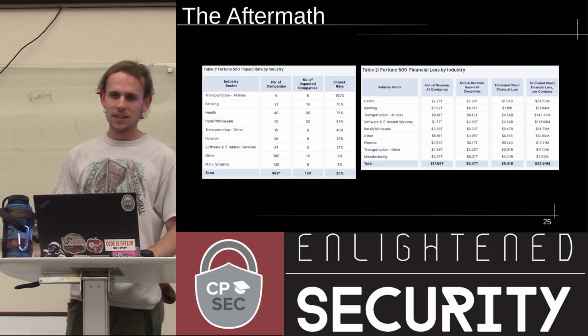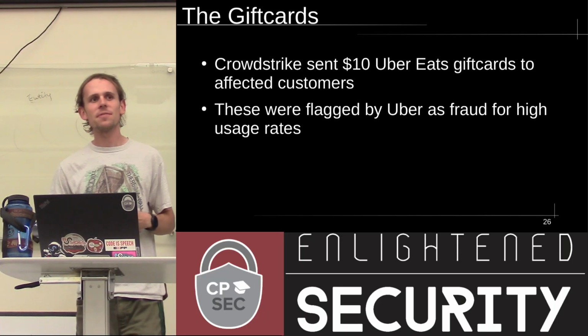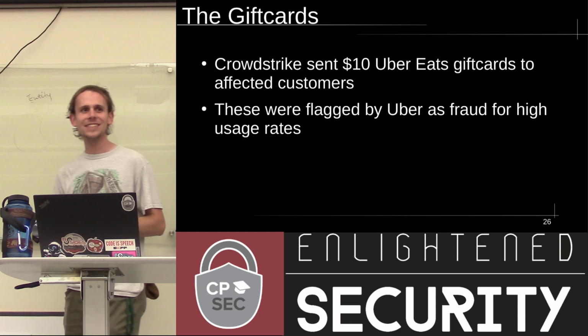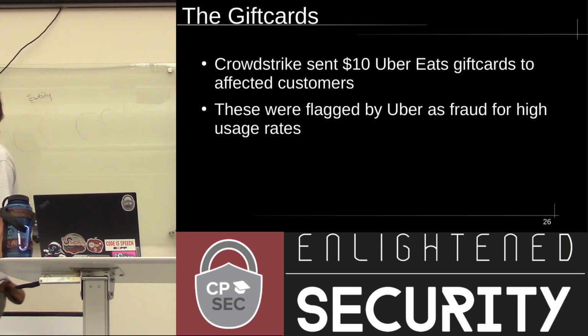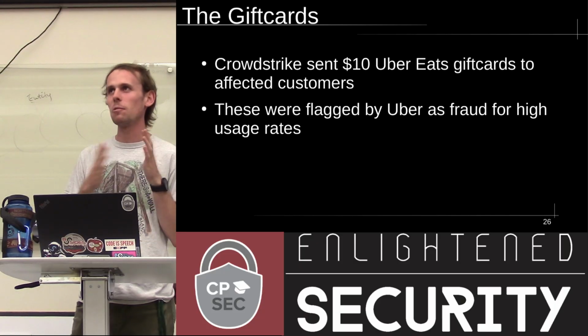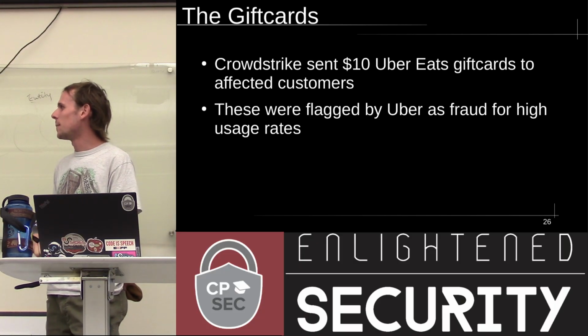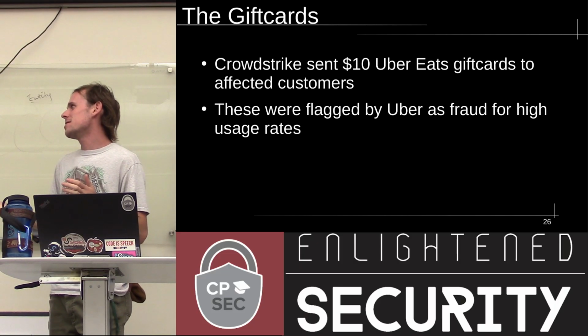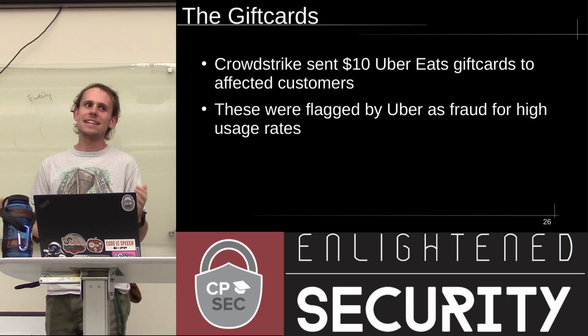So, kind of crazy. And how did CrowdStrike make up for their $5.4 billion mistake? They sent $10 Uber Eats gift cards to affected customers. I don't know who specifically received these. I'm assuming it's people who work in IT, with CrowdStrike. And then they were flagged by Uber as fraud because there were so many of them.